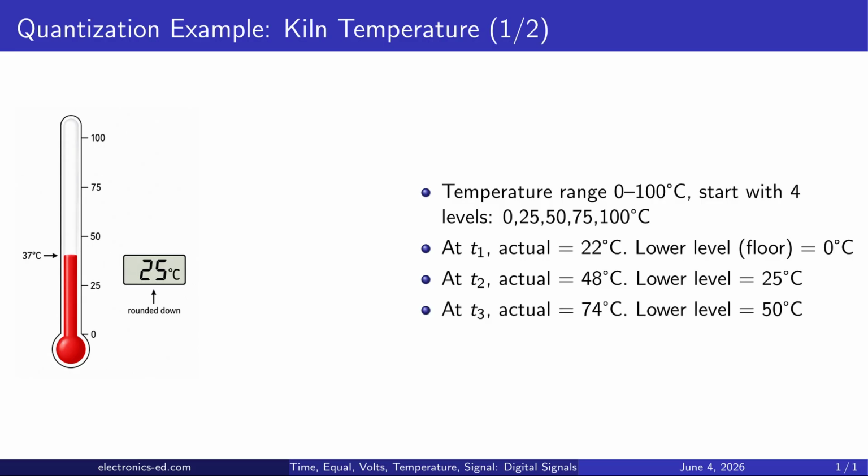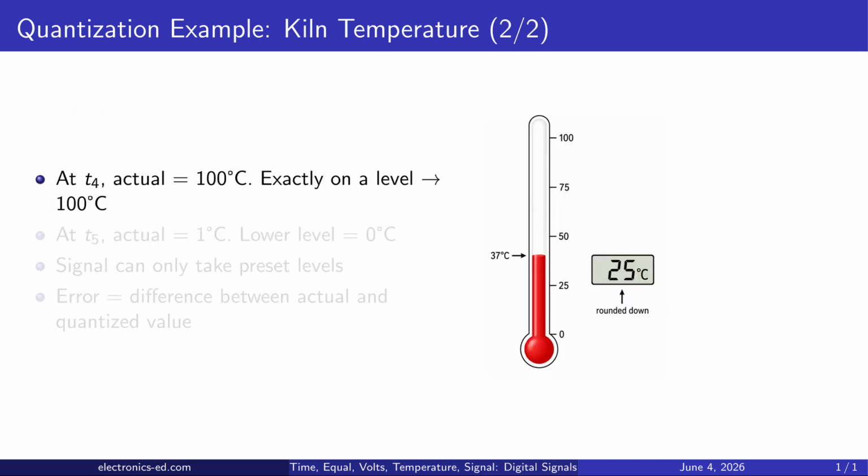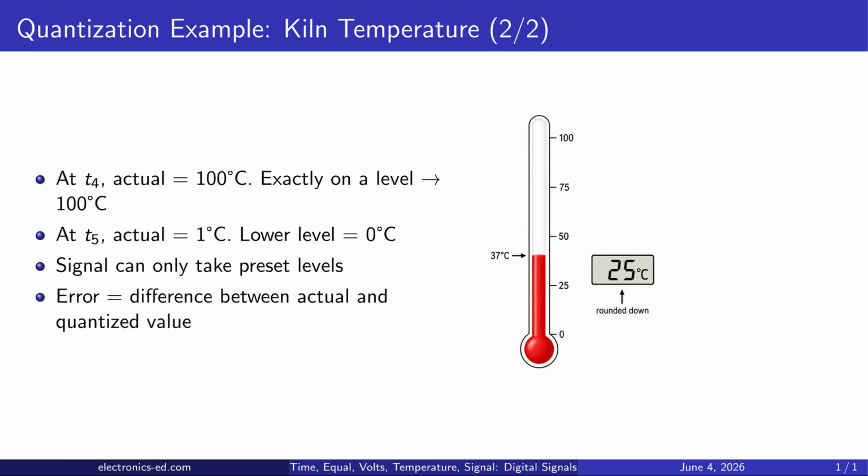At time t3, actual is 74 degrees. The lower level is 50 degrees. At time t4, actual is 100 degrees. It falls exactly on a level, so we quantize to 100 degrees. At time t5, actual is 1 degree. The lower level is 0 degrees. So the signal can only take on the preset levels we chose. The error is the difference between the actual value and the quantized value.